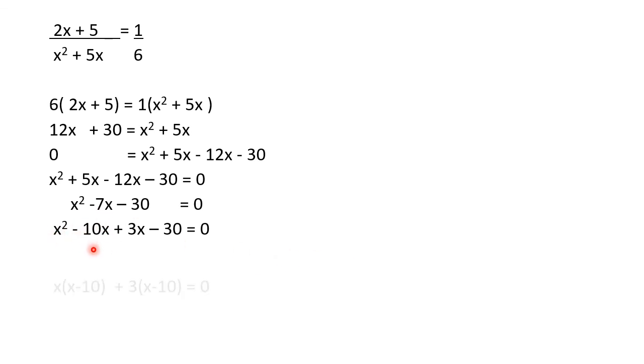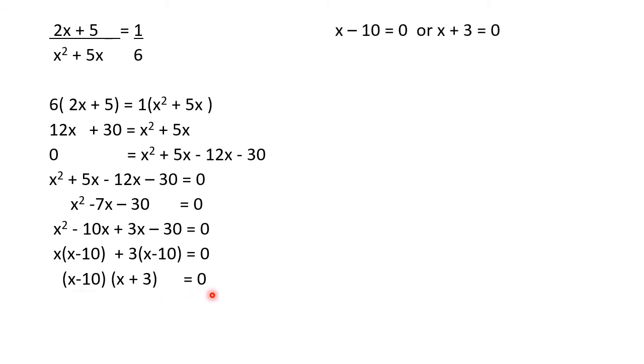Now make two groups here. So x, and then take the common. So this common goes inside and you get x minus 10 and x plus 3. So we can write down x minus 10 is equal to 0 or x plus 3 is equal to 0.